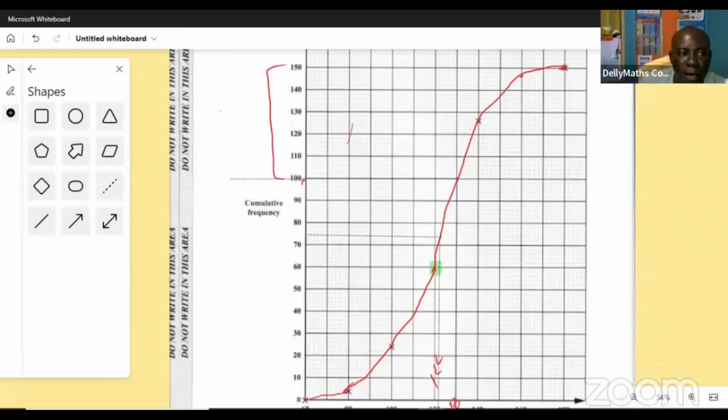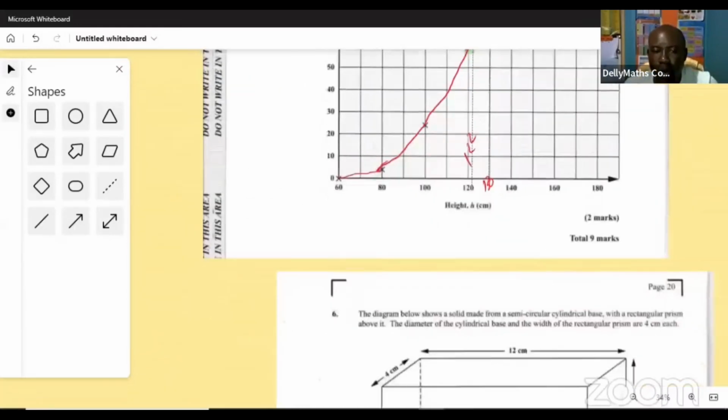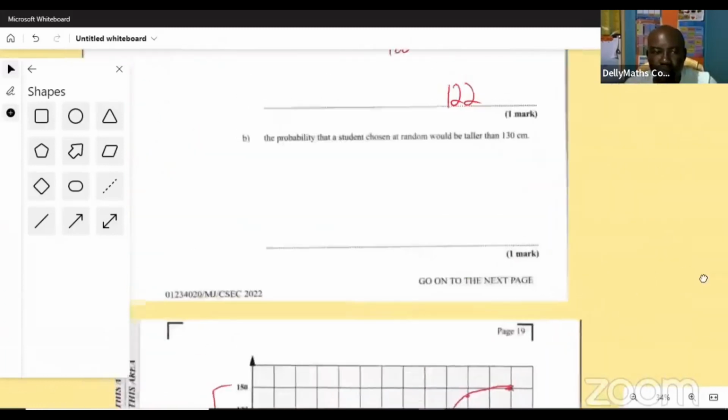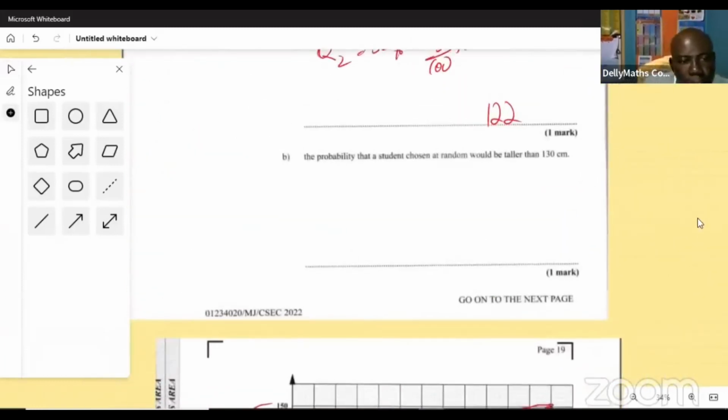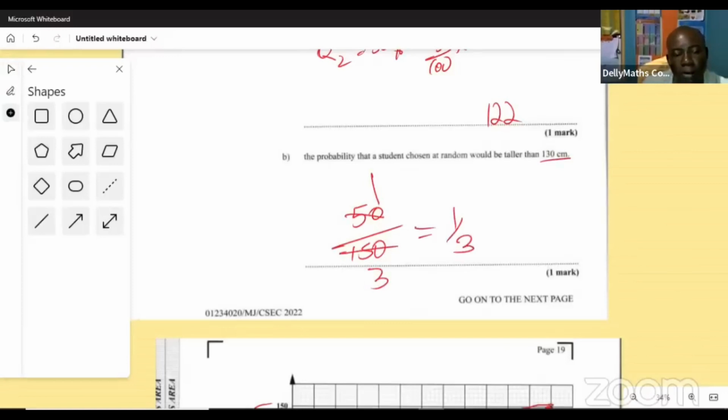So this answer here is 150 minus 100, so we only have 50 students in that category. But remember now, it's a probability question. It says the probability that a student chosen at random will be taller than 130. So we have 50 students out of 150. 50 over 150 simplifies to 1 over 3. So if you write 1 over 3, you're correct. If you write 50 over 150, you're still correct. All right, so there we have that.